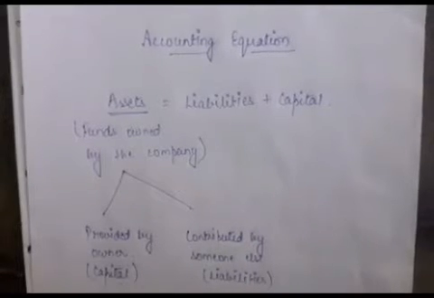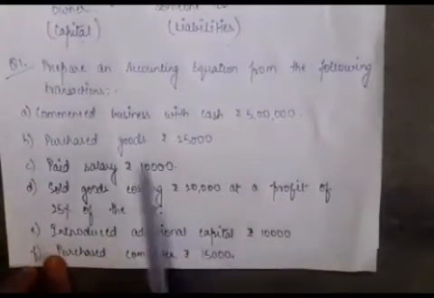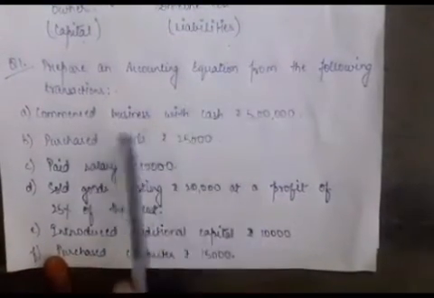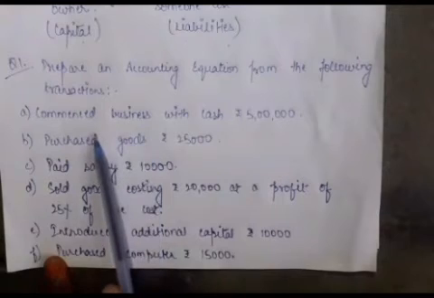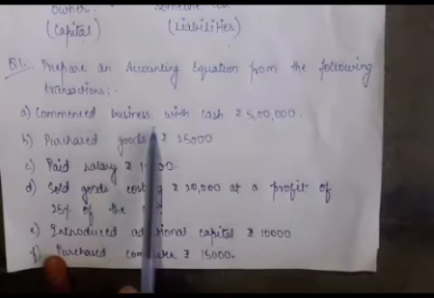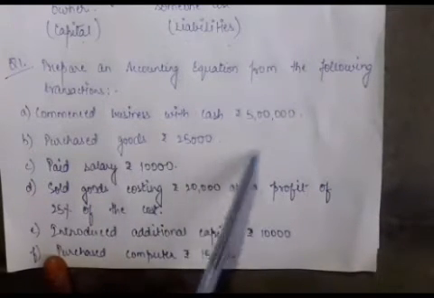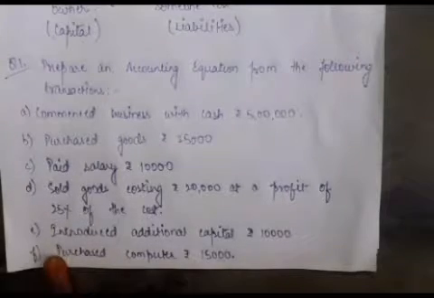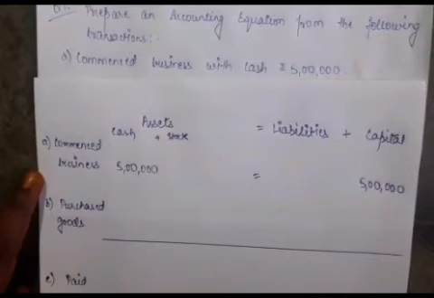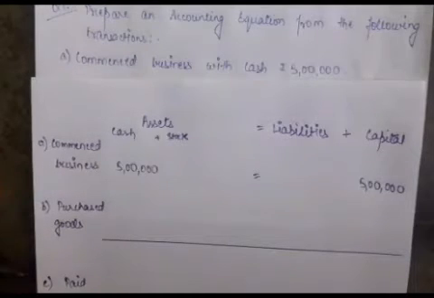Just look at the first question that we have. Here we have to prepare an accounting equation from the following transactions. First is that we commenced business with cash of rupees 5 lakh. We are starting the business here, and the owner is investing rupees 5 lakh in it. The amount which the owner invests in the business is known as capital.